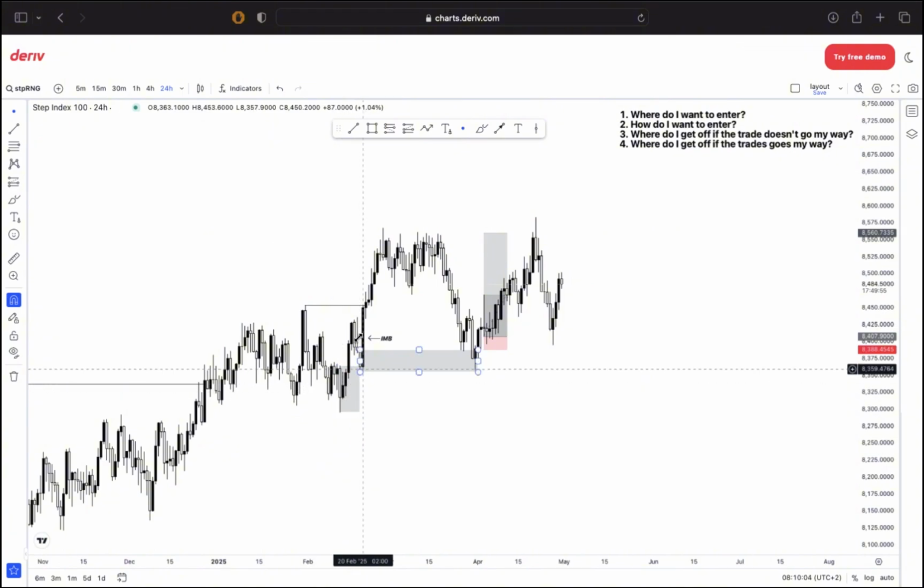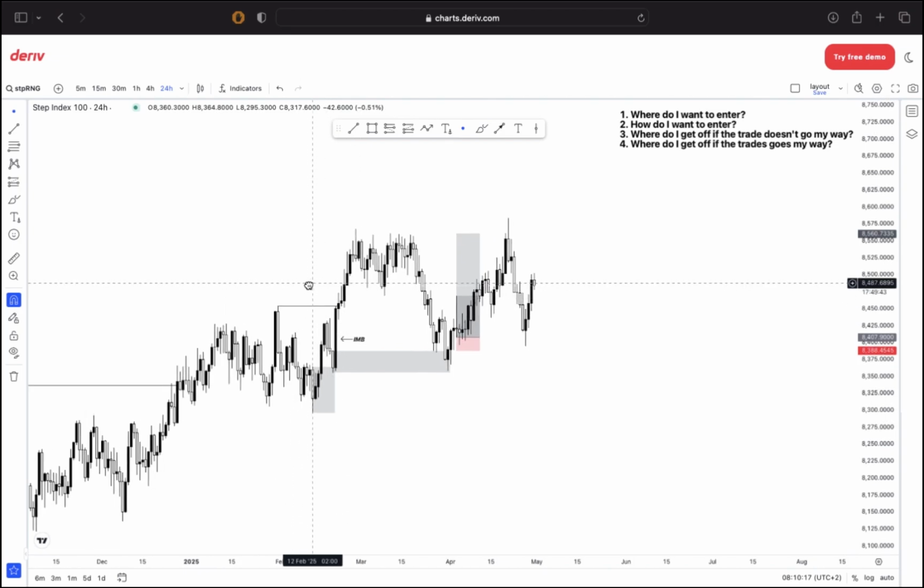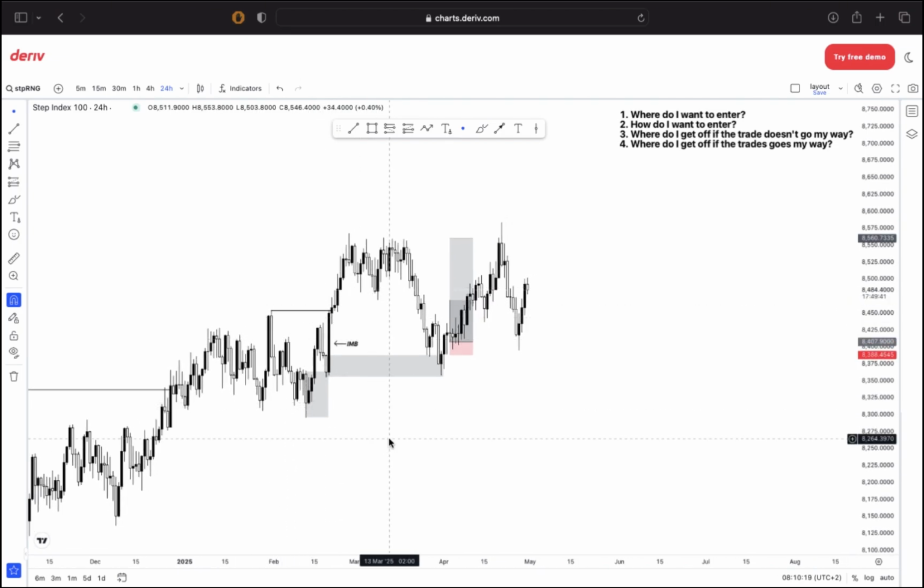Price pulled back into that particular order block, gave us a mitigation before we had that true move to the upside that eventually led to a break of structure. After identifying this order block, I know where I would like to enter. Obviously, I would like to enter when price pulls back into that particular order block, and once we start getting that reaction, I would like to be in that trade.